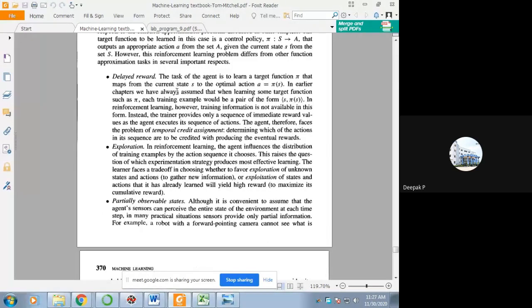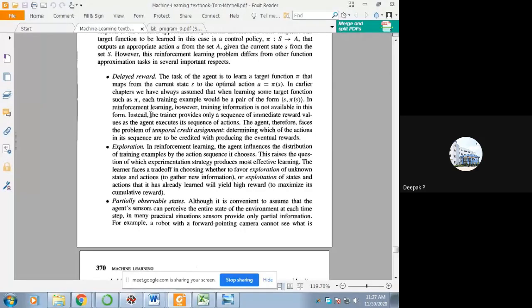So the main target function is pi. The optimal action is represented by A, and the current state is S. So the equation becomes A equals pi of S. Whenever I apply this function, suppose it gets an optimal value, the function will be rewarded with a particular value, and it should be loaded by the system.